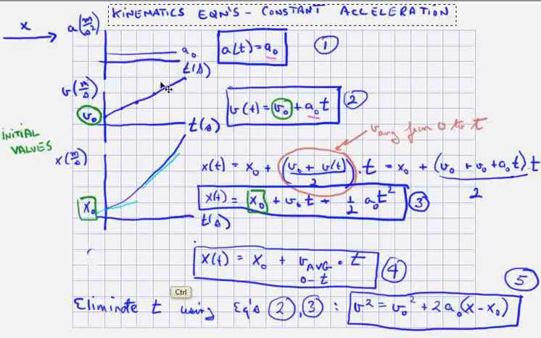Horizontal is time, and the vertical is acceleration, and the units are meters per second squared. And I'm going to assume a constant value for acceleration. So acceleration as a function of time is equal to a naught. I'm going to assume a horizontal motion. Motion is occurring in the horizontal direction, and so, technically speaking, I should add a little x subscript here and here.